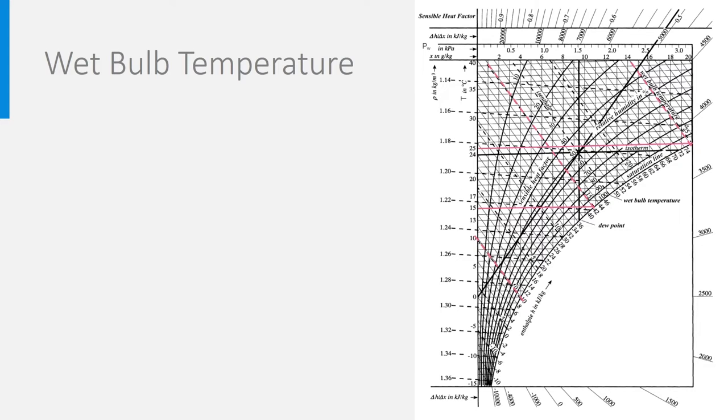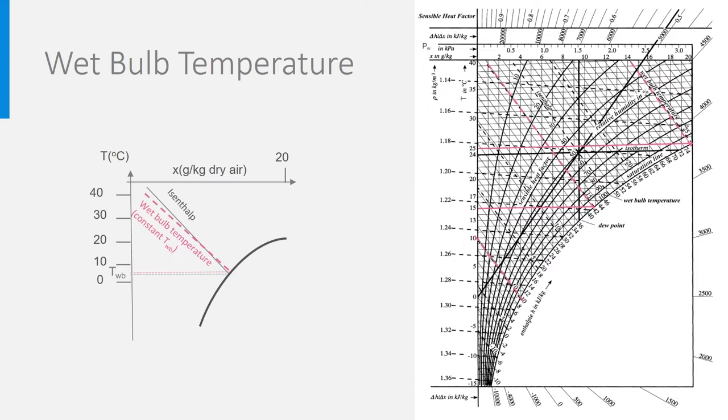I said it already, the lines of constant wet bulb temperature seem to be parallel to the isenthalpic lines, but they are not completely. If you would zoom in, we would see this, just as we derived in the previous slide. Practically, at the temperatures and pressures we are working with, we cannot really make a difference on the diagram, and the wet bulb temperature determined using the isenthalpic lines or the wet bulb temperature lines will be very similar.